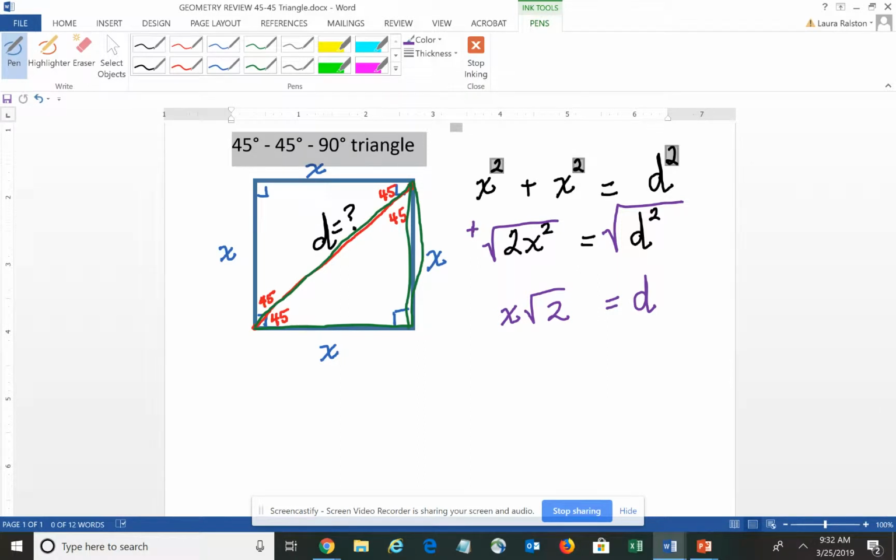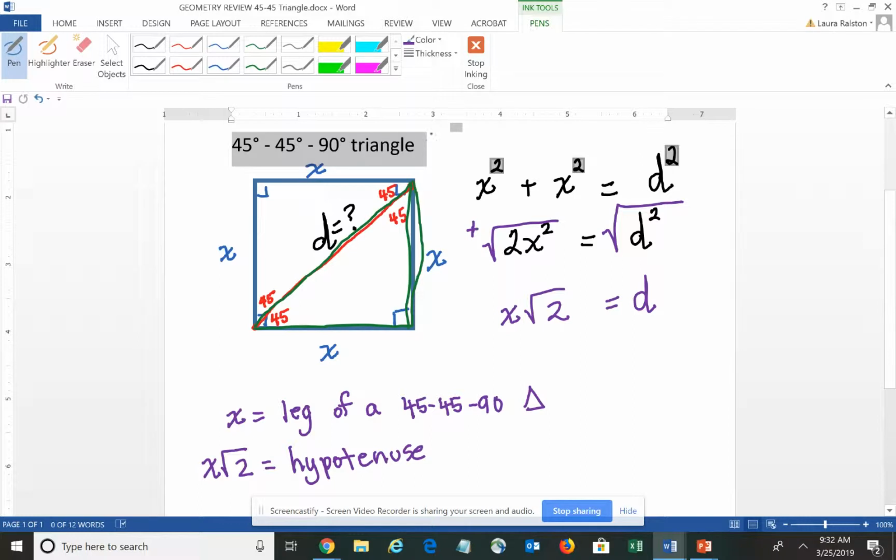So we can develop a formula here: x equals the leg of a 45, 45, 90 triangle, and our hypotenuse would be the leg length x times the square root of 2. Ultimately, the hypotenuse of a 45, 45, 90 triangle is the square root of 2 times the leg, or times the side of the triangle. And that gives us our hypotenuse.